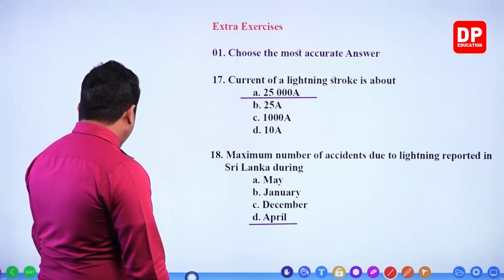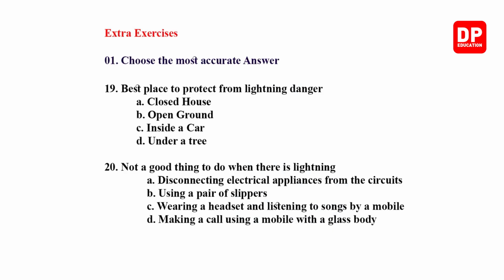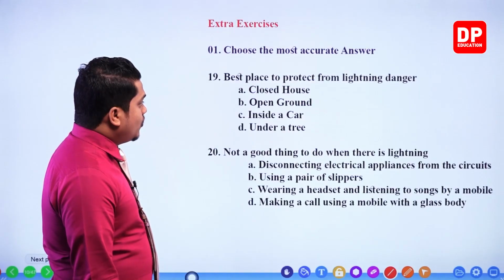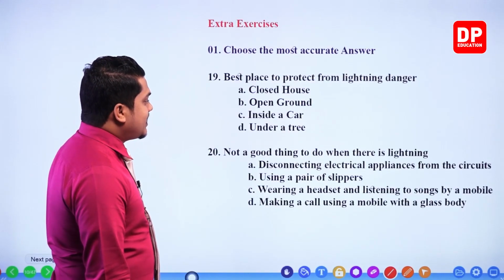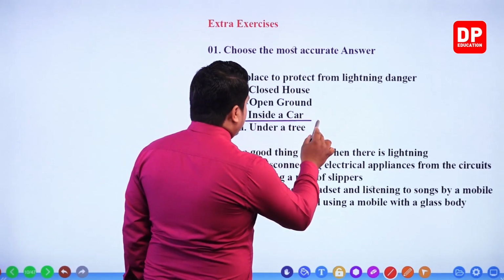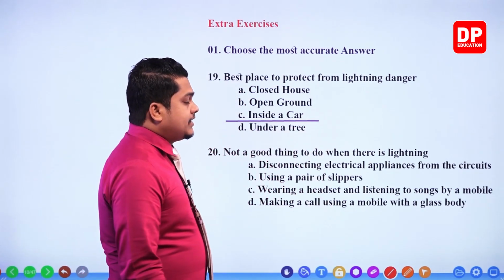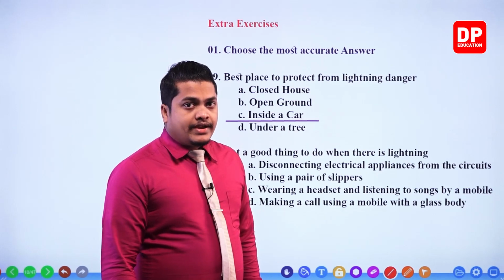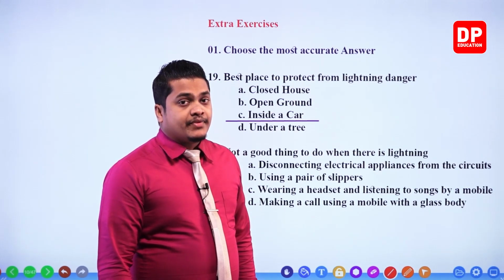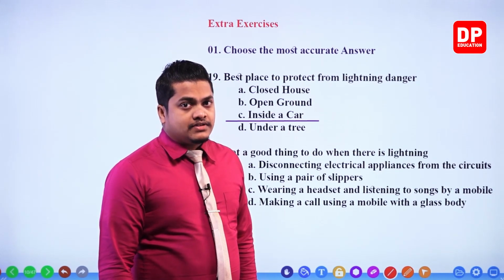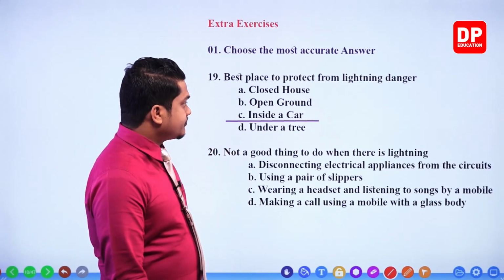Next one, question number 19. Best place to protect from lightning danger: closed house, open ground, inside a car. Can you remember we discussed that the best place to be during a lightning condition is inside a car. From that we can protect ourselves for sure. Okay. Next one.